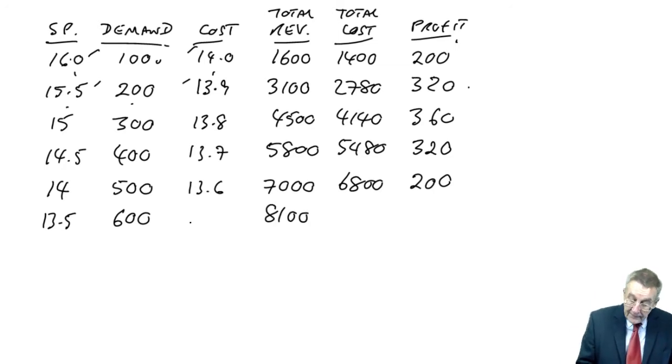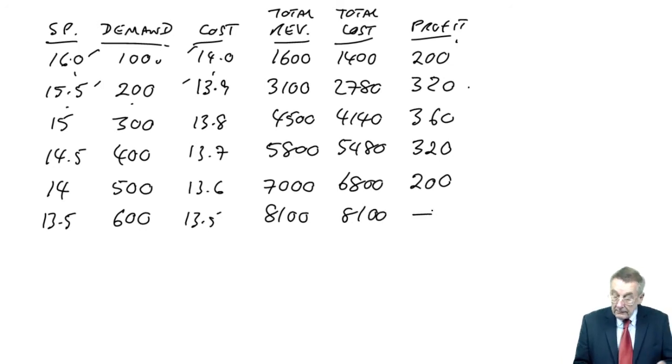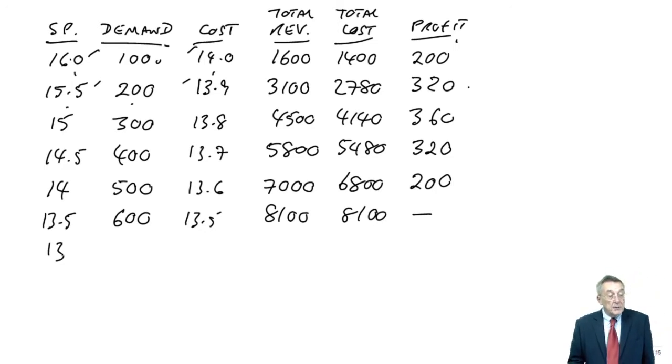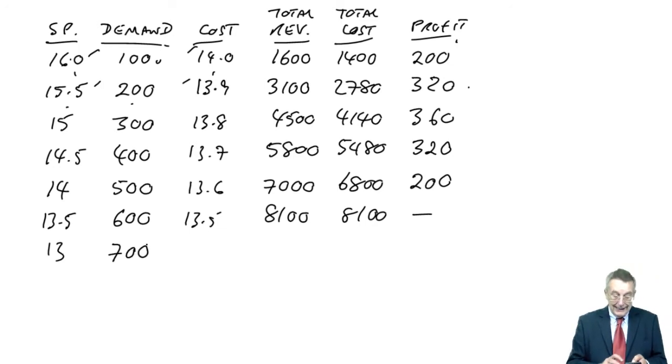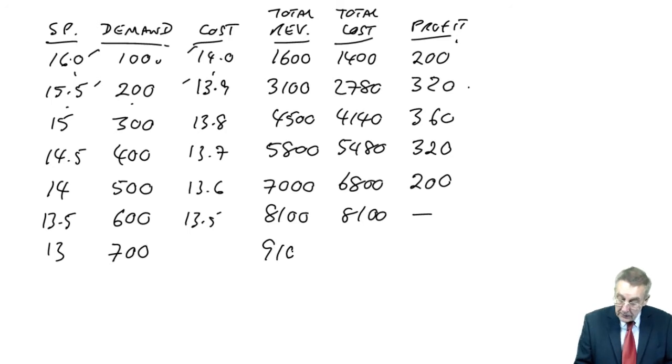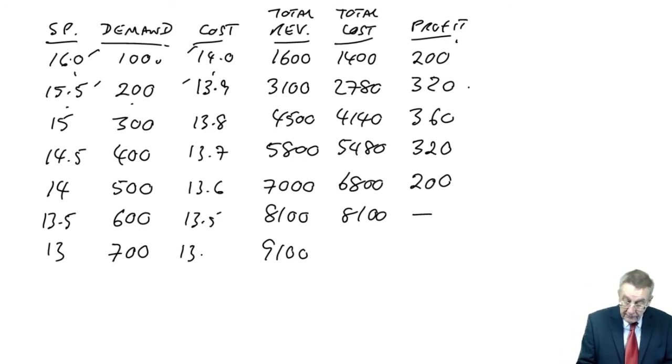Revenue goes up to 81. The cost, if you produce 600, is 13.5 a unit. 81. So the profit drops to 0. The only remaining selling price available to us is 13. 700 units. Revenue 9.1. Oh, sorry, the cost 13.4. The total cost, therefore, 9,380. A loss of 280.